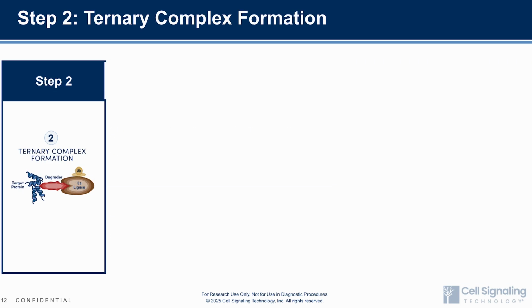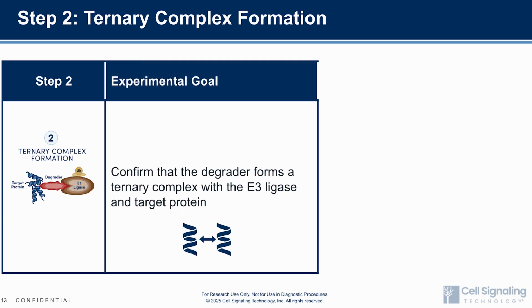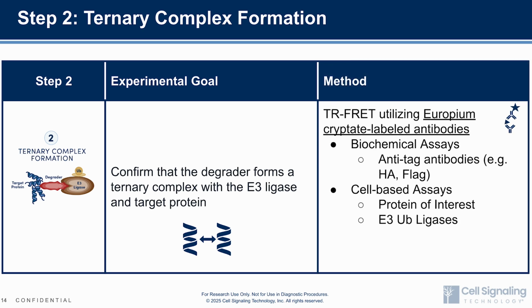For the second step, what you're looking for is something called ternary complex formation. So essentially, this is where your degrader is binding to your protein of interest and bringing it into coordination with the E3 ligase. Now, this is a very critical step because the formation of this complex is going to lead to the ubiquitination and ultimate degradation of the protein. So the most common way that someone would want to confirm that this ternary complex is indeed taking place is through FRET. So TR-FRET essentially utilizes europium cryptate, and specifically it's usually utilized on europium cryptate labeled antibodies.